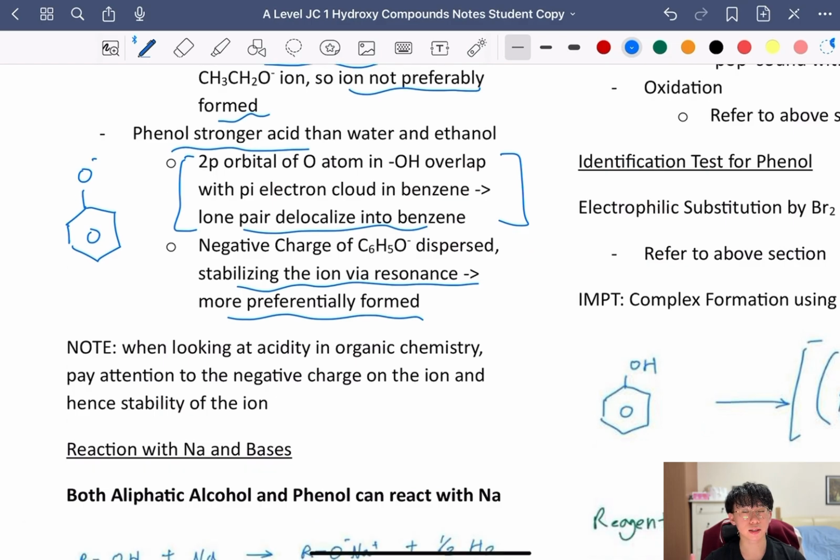So looking at this, you can actually get a very important concept. When looking at acidity in your organic chemistry module, you have to pay attention to the negative charge on the ions that will be formed from dissociation and determine if the ion is more stable or less stable, and therefore justifying the observations that you see.